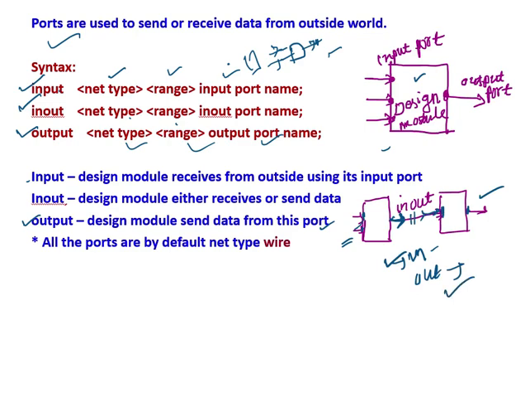Okay, all the ports are by default net type wire. I have already discussed wire and reg variables, these two net types, wire and reg. So for all the ports, if I do not declare anything, reg or wire, then by default it is wire. Verilog will take all the net types as wire by default.